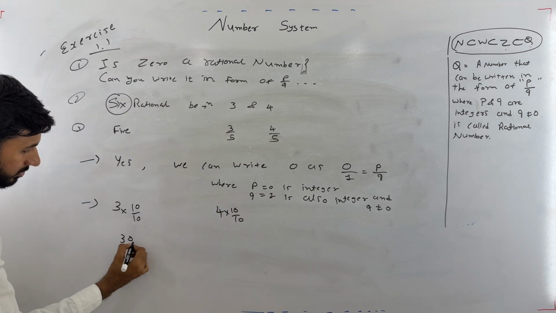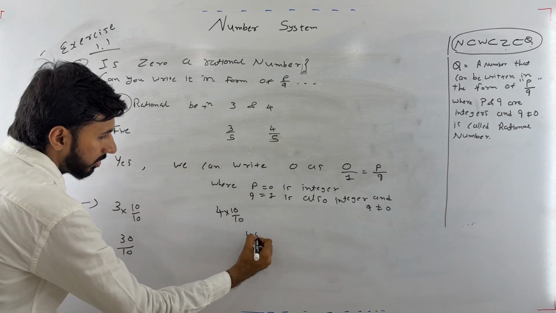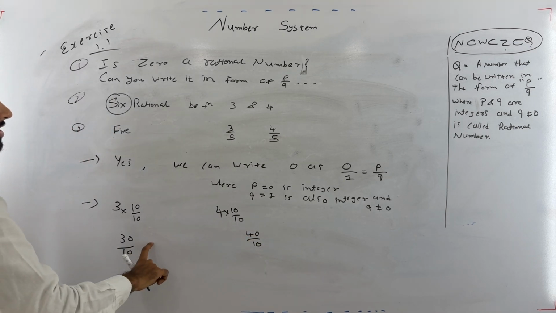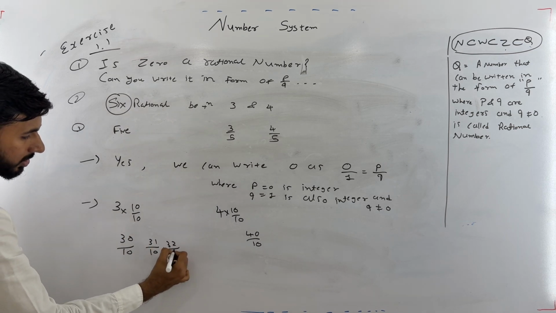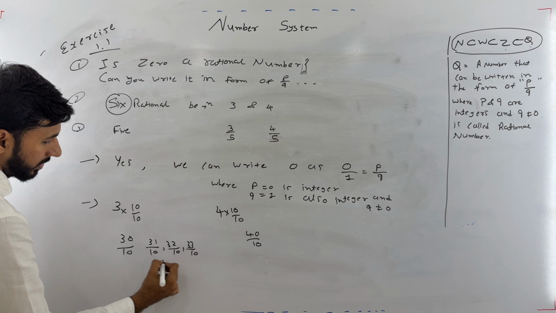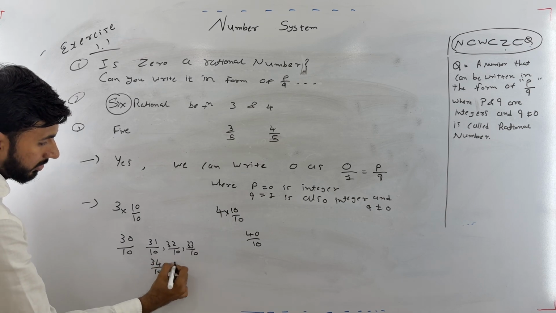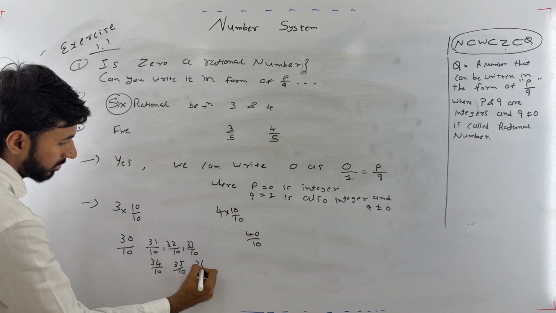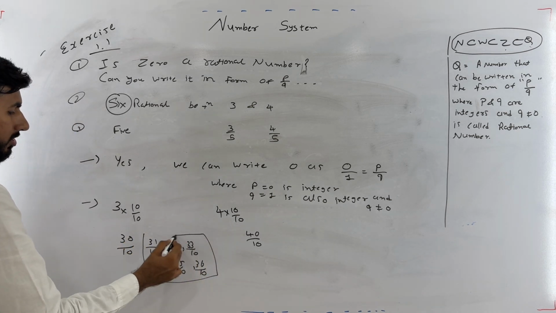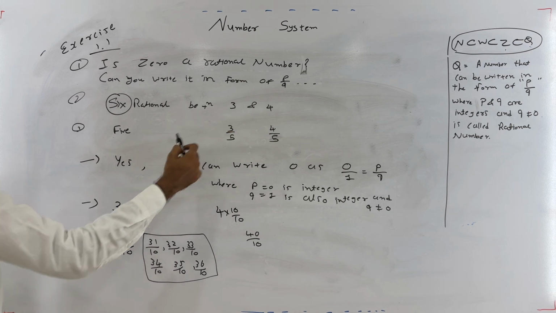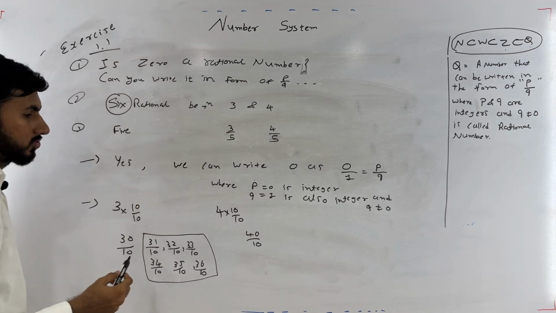So it becomes 30/10 and 40/10. Now you can write any 6 numbers between these, like 31/10, 32/10, 33/10, 34/10, 35/10, and 36/10. Right? These are the 6 rational numbers that come between 3 and 4. So our second question is also done.